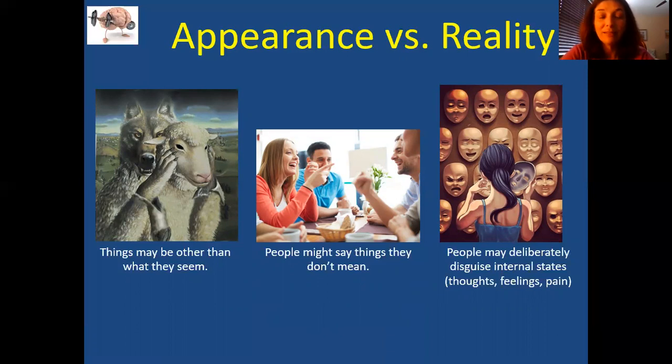So people might say things they don't mean. They might come across as nice, but really be a not so nice person. And they might deliberately disguise their internal states, right? Has anyone ever asked you how you're feeling, and you say, oh, I'm fine, but you totally weren't fine? And you kind of hid it on your face and you hid it in your words. If someone can see through that and know you're not fine, they are good at the appearance reality distinction, right? They're not just falling for what you put up on the surface.